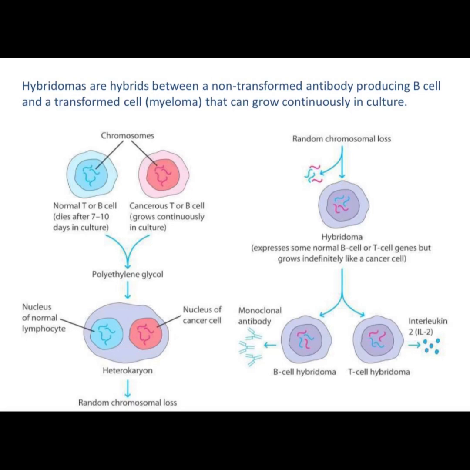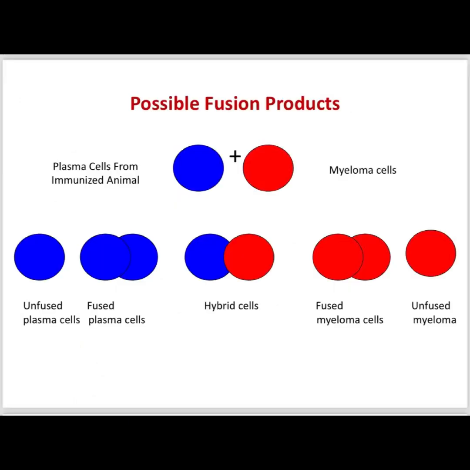The normal B cells, cancerous B cells, nucleus of normal lymphocytes, nucleus of cancerous cells, random chromosomal loss, and possible fusion products: plasma cells from the immunized animal, myeloma cells, fused plasma cells and hybrid cells, fused myeloma cells, and unfused myeloma. These are the possible fusion products.